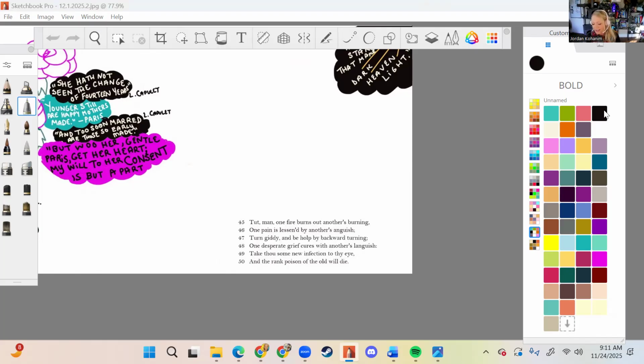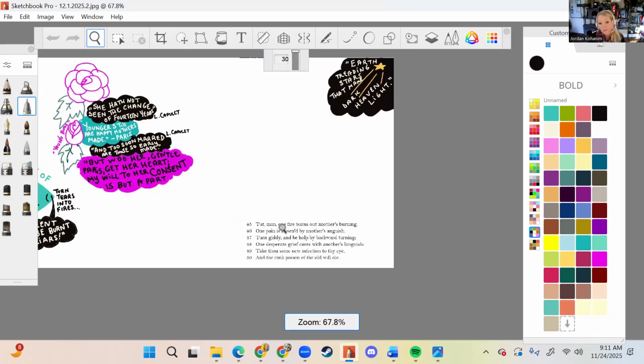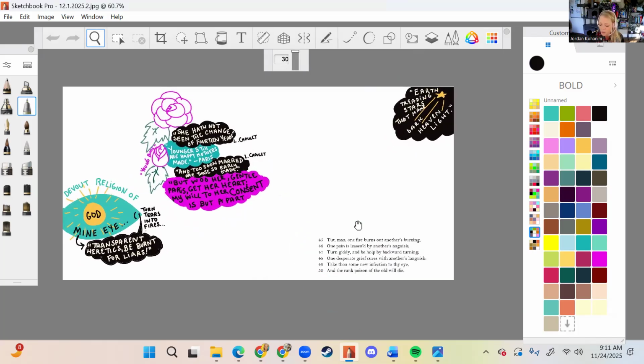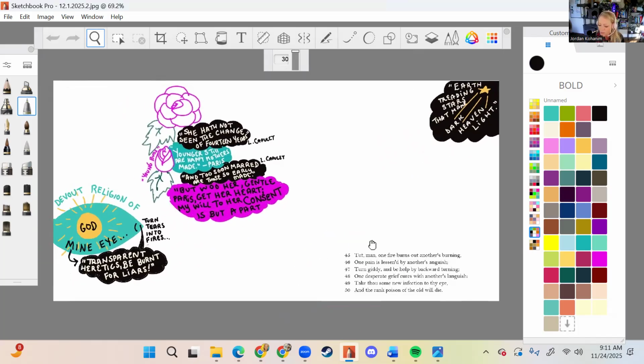And so he says, Tut man, one fire burns out another's burning. One pain is lessened by another's anguish. Turn giddy, that means be happy, and be helped by backward turning. One desperate grief cures with another's languish. Take thou some new infection to thine eye, and the rank poison of the old will die. So Benvolio believes that the type of love that Romeo is describing is almost like an infection.